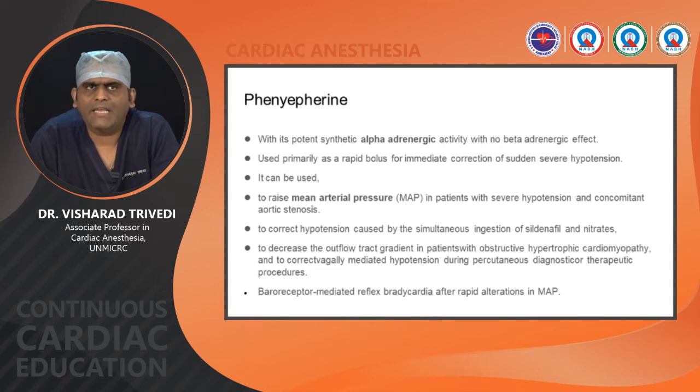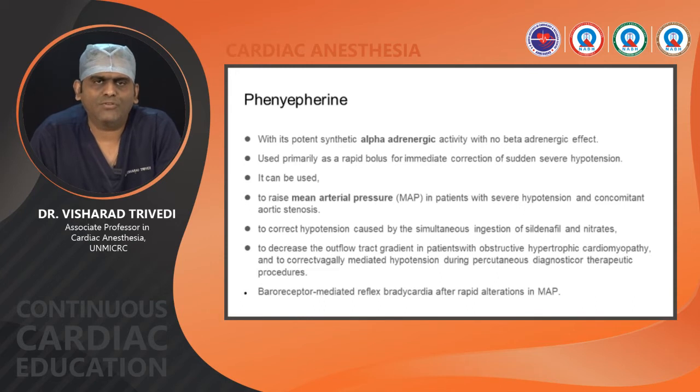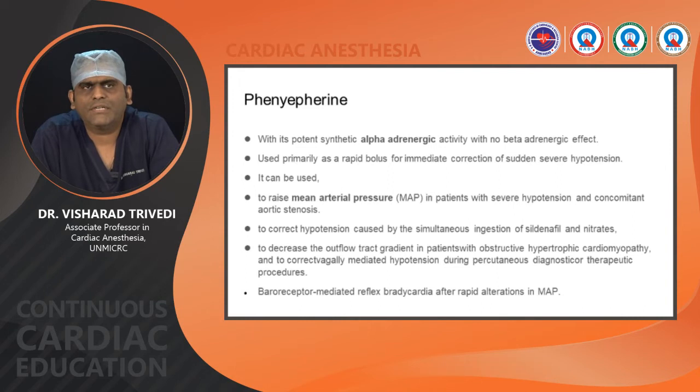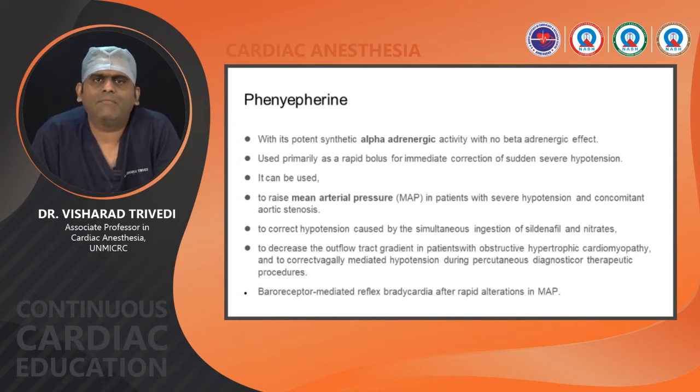Next is phenylephrine. Actually phenylephrine is not an inotrope, but as my topic is inotropy and vasopressors, it will work as a vasopressor. It is a pure alpha adrenergic agent which acts on the alpha 1 receptor and is a potent vasoconstrictor, used primarily as a rapid bolus for immediate correction of sudden severe hypotension, probably due to vasodilatation. So it will counter the vasodilatation, but its action lasts for a very short time, and because of the vasoconstriction, it will cause a reflex bradycardia as well. Baroreceptor-mediated bradycardia is also very commonly seen.